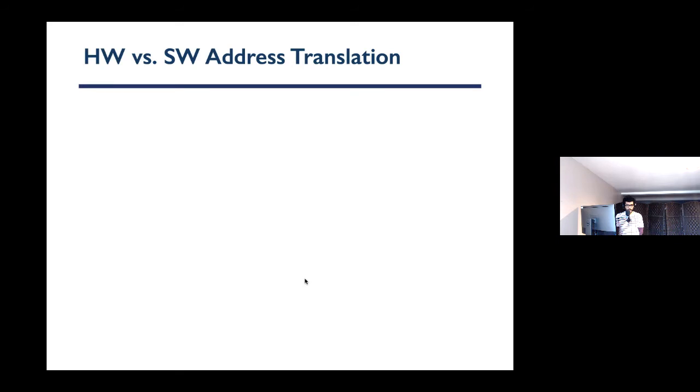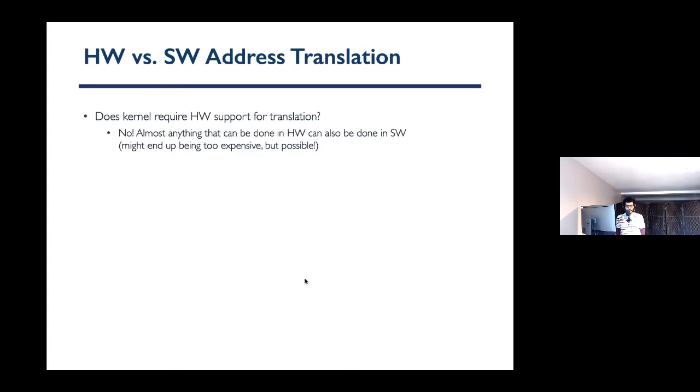Okay, so let's compare different ways of doing the translation. Now that we know methods of translating virtual to physical addresses, let's look at how we can implement them in our systems. So, do we need hardware support for address translation?